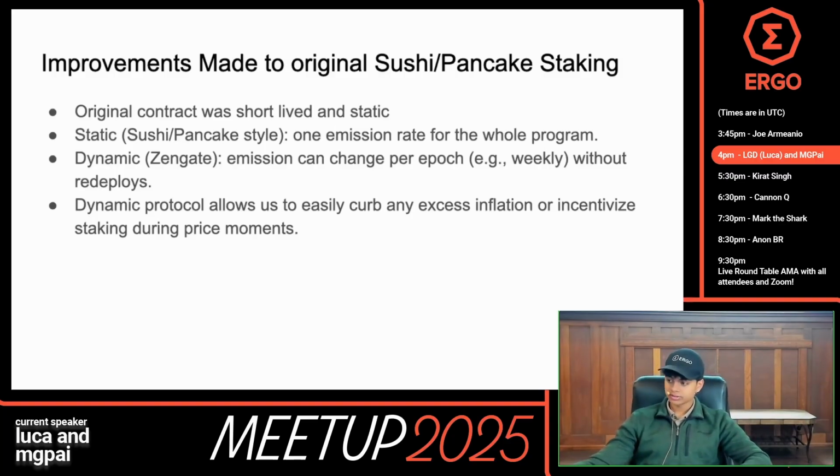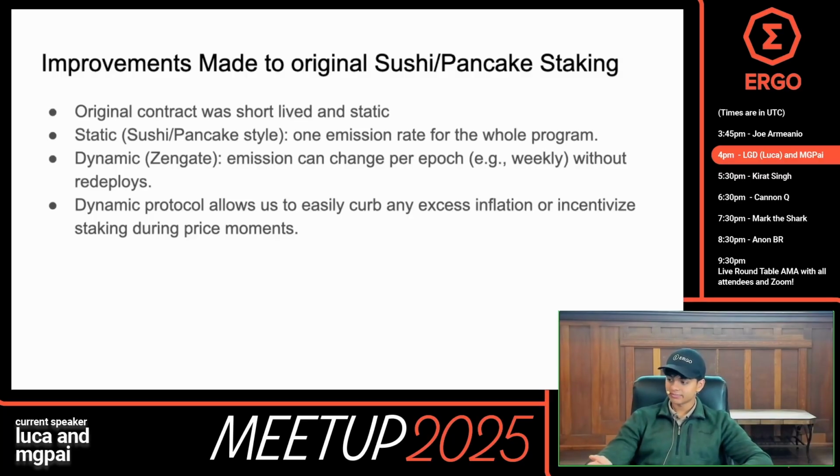And this is really cool because a dynamic protocol allows us to easily curb any excess inflation, or it incentivizes staking during steep price movements. So it allows us more fine-grained control, so we actually react to how the economy is doing. I mean, you saw yesterday that things went crazy. So maybe during a time like that, you want to incentivize people to hold. So maybe we'll tell them, okay, we can increase inflation so that people hold on to their Palm instead of selling it on the market just for no reason, when everything's going crazy.